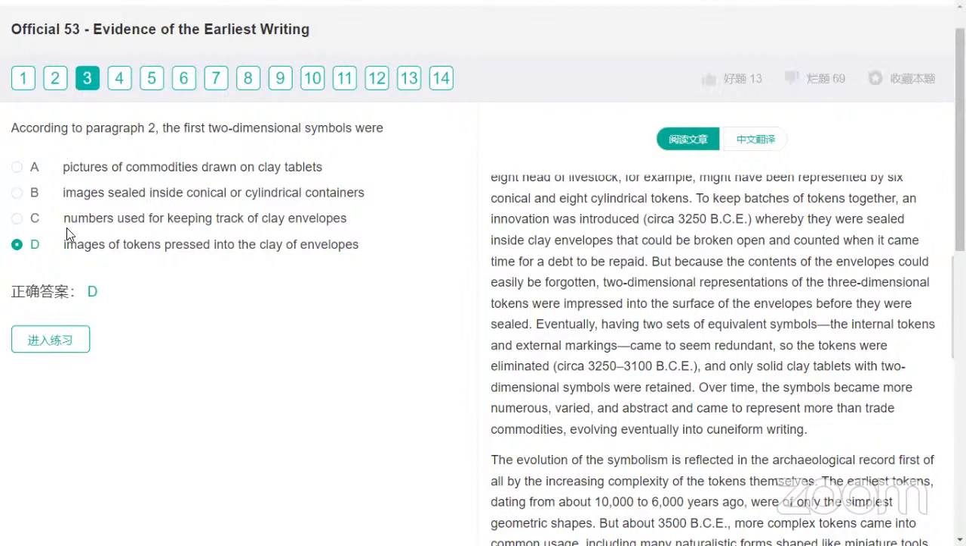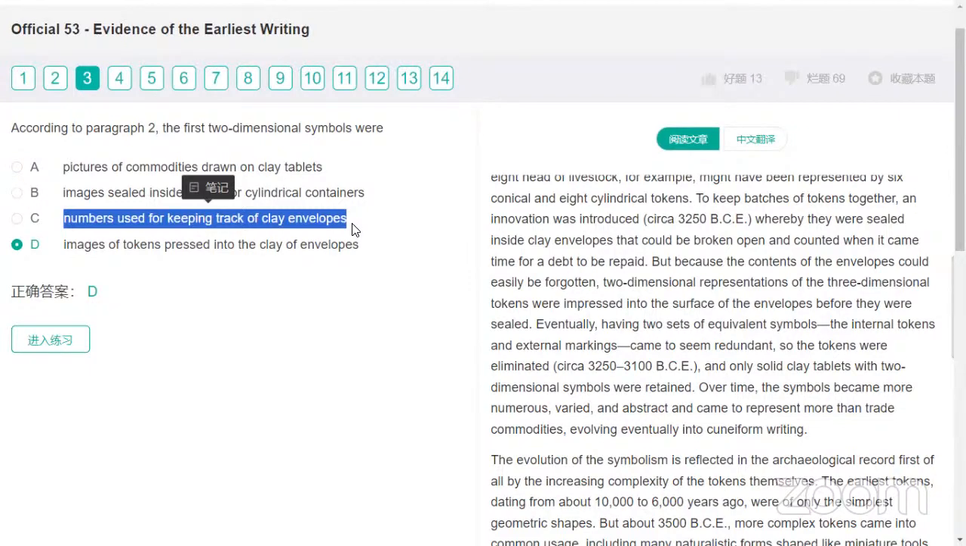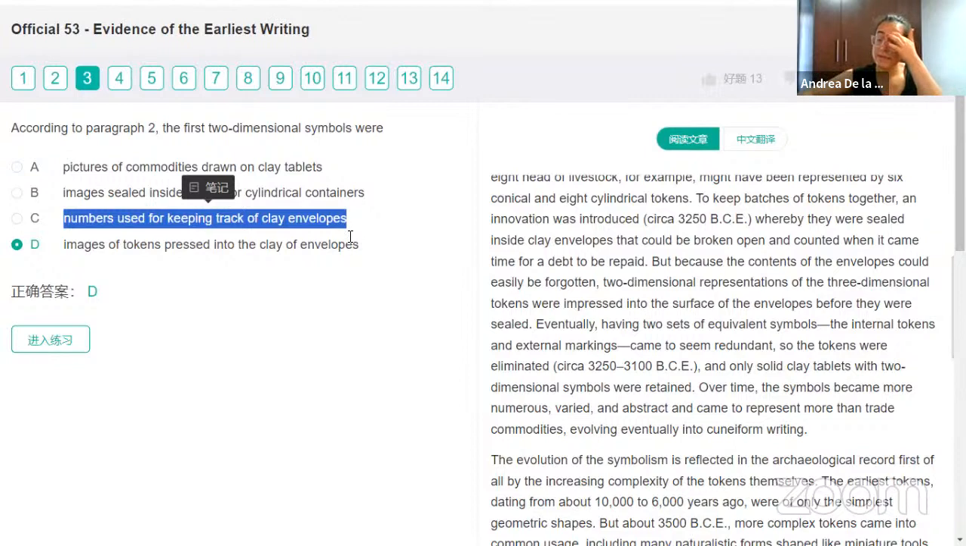Yeah. ¿Qué te hizo pensar que era así? What makes you think that it was C? I didn't find information about A, B, and D because I confused clay of envelopes and surface of envelope. Ah, ok, ok. Clay envelopes. Sabemos que eran clay envelopes, ¿no? Entonces, clay envelopes.